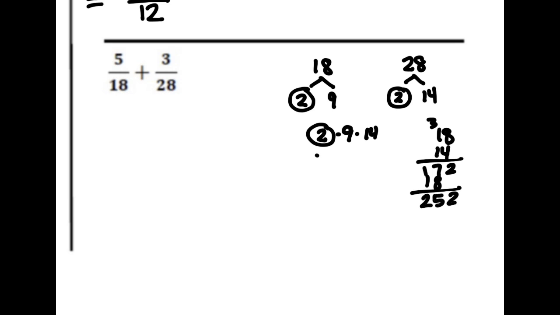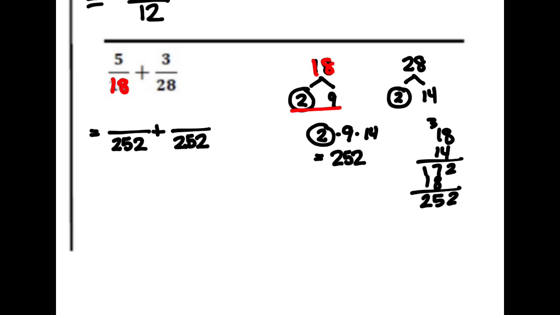252. Okay. All right, so I'm going to change 18 to 252, and I'm going to change 28 to 252. All right, 18 is here, which is 2 times 9. So here's the 2 and the 9 that make the 18. It's missing the 14. So I'm going to times by 14, top and bottom.